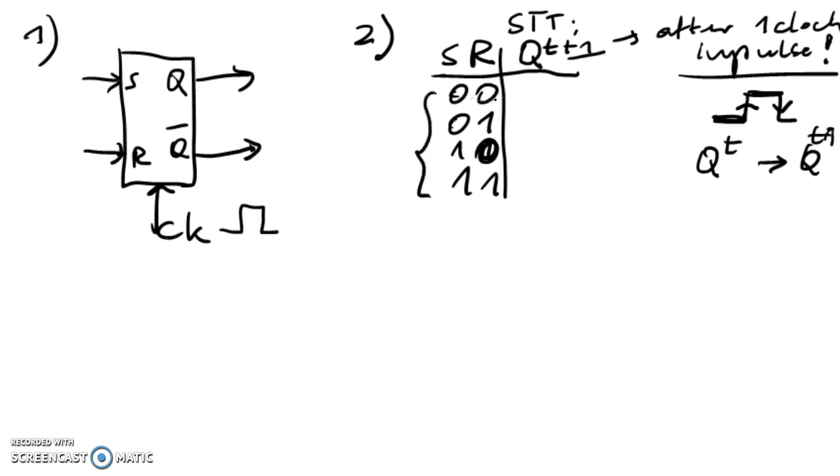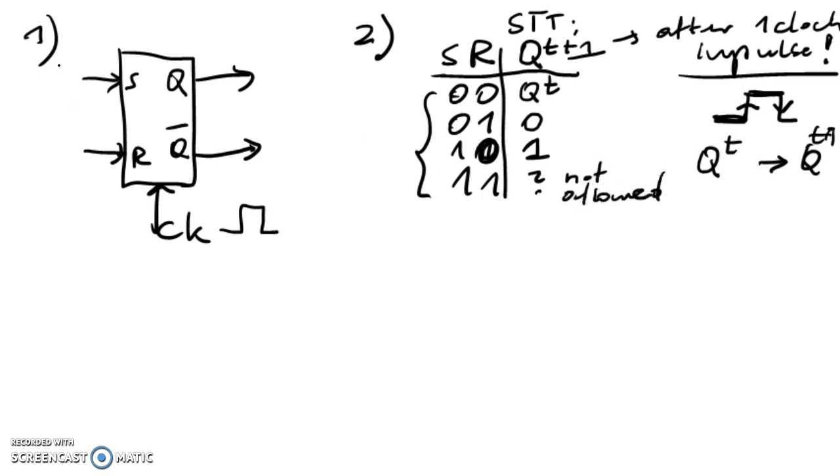Okay, so SR, as you remember, is a memory: don't change your state, so Q of t plus 1 is exactly the same as Q of t. R is the reset. Reset means 0 in the memory. Set puts 1 into the memory. And S and R both 1 is not allowed. Never do it.